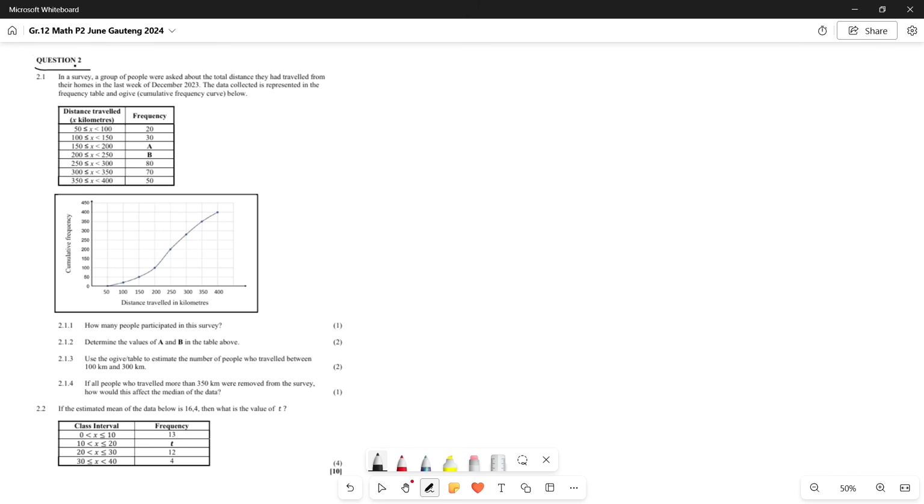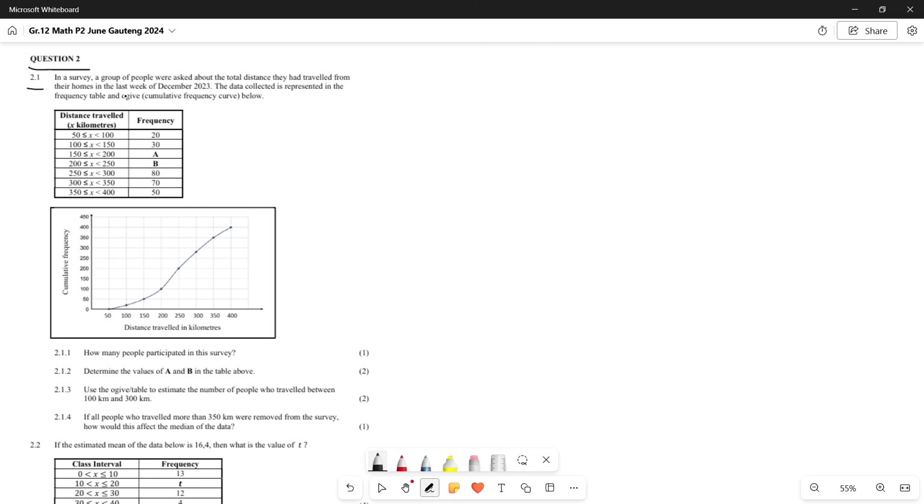Cool. So let's jump into question 2 here for stats, where we are going to continue with the June 2024 Gauteng paper. So 2.1 says, in a survey, a group of people were asked about the total distance that they had traveled from their homes in the last week of December 2023. The data collected is represented in the frequency table and Ogive over here, cumulative frequency curve below. So we have our frequency table and we have our Ogive. So these two are representations of each other.